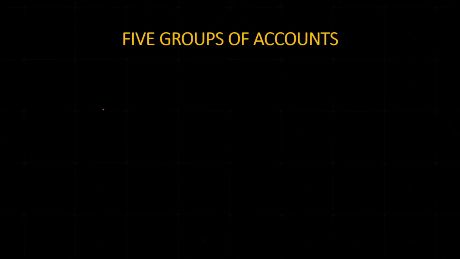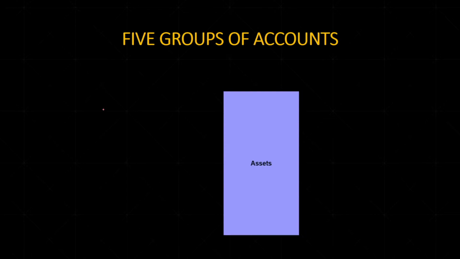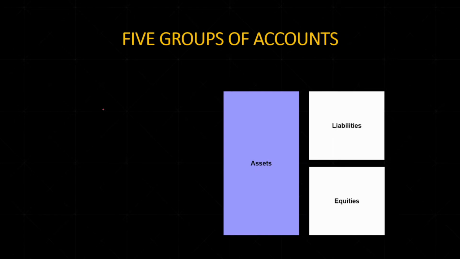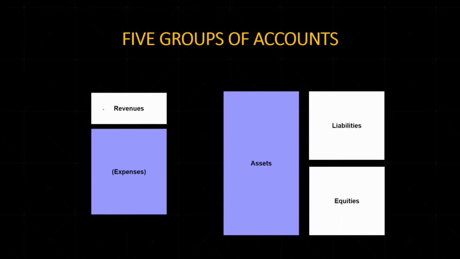We do have 5 groups of accounts. The first one is asset, second one liability, third one equity, next revenues, and finally expenses. So we have several accounts inside the asset group, several accounts inside the liabilities, and so on and so forth. And we use these accounts inside each group to summarize and to categorize our transactions.